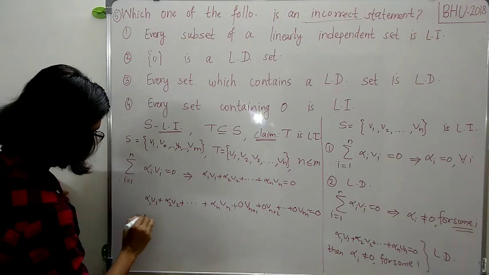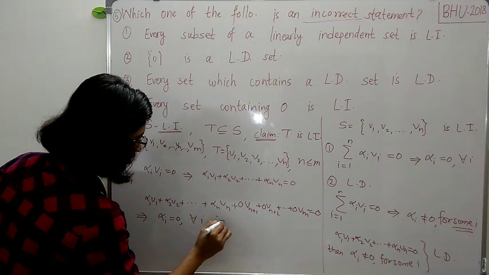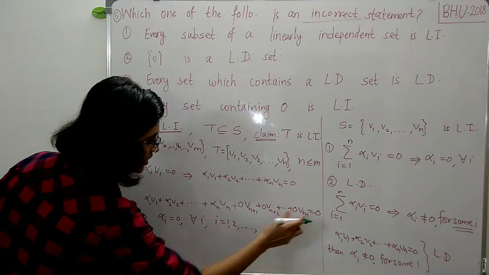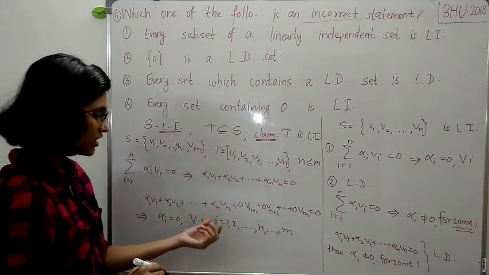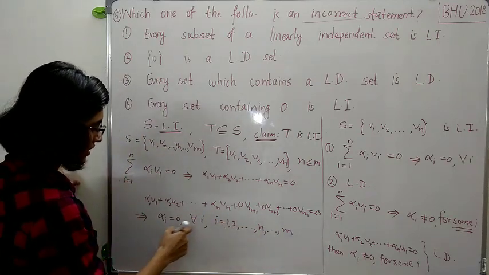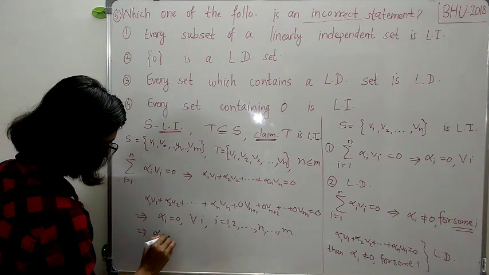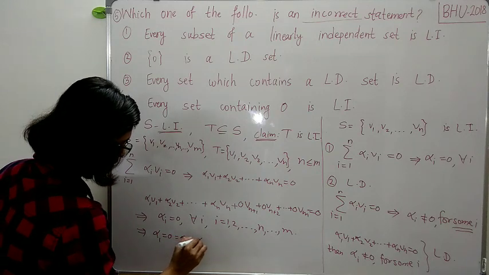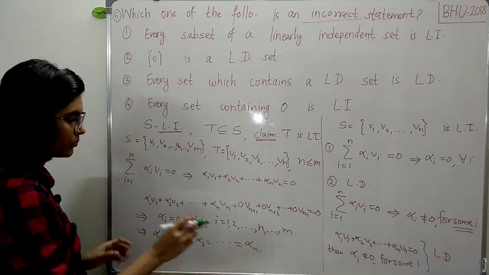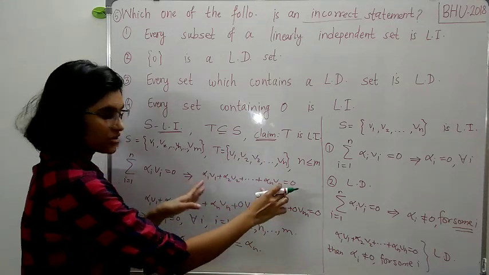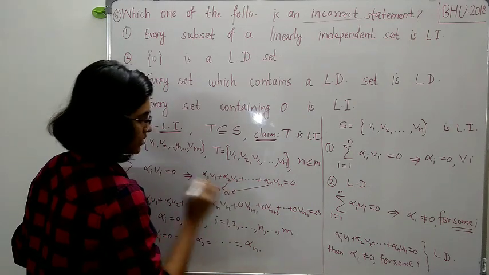That means this gives us alpha I is equal to 0 for all I, where I runs from 1 up to n, then up to m. Now just note that alpha I is equal to 0 for all these numbers. That means clearly alpha 1 is equal to 0, alpha 2 is equal to 0, alpha 3 is 0, all these are 0 up to alpha n. So whenever we have this linear combination equal to 0, all these scalars are 0.